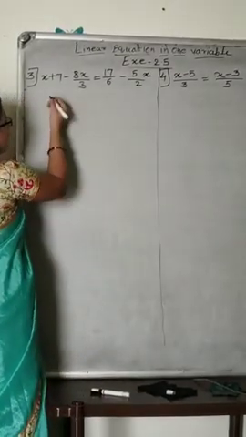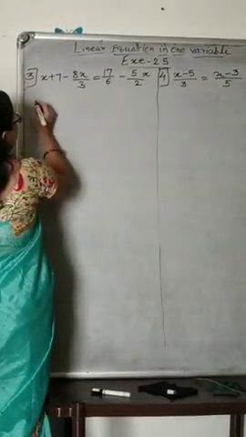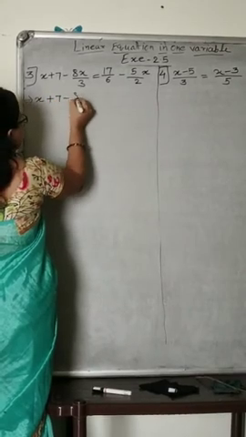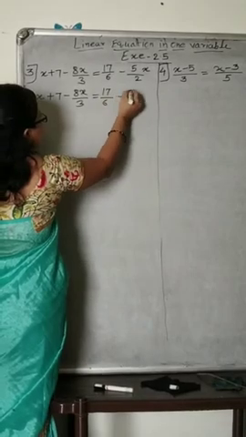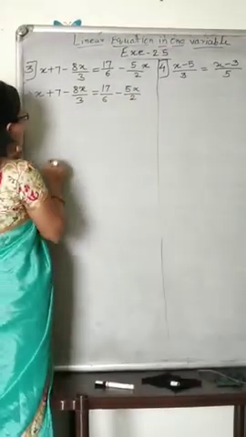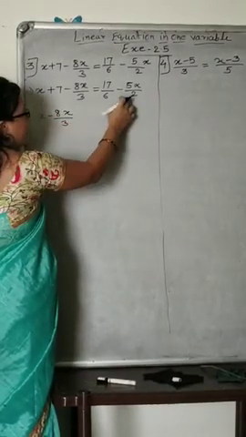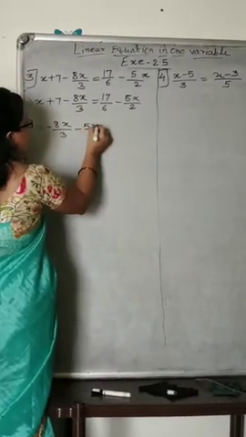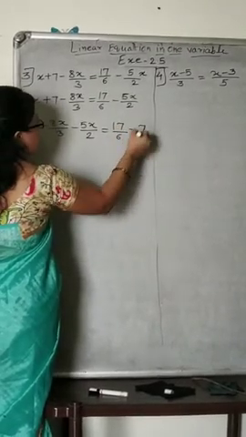Here, numbers on one side, variable on the other side, we have to take it. Then what will come? First, write the question as it is: x plus 7 minus 8x upon 3 is equal to 17 upon 6 minus 5x divided by 2. Now numbers on one side, variable on the other side. Then x minus 8x upon 3, and from the right side, RHS, minus 5x by 2 will come to the LHS, divided by 2. Then 17 upon 6 minus 7 is there.